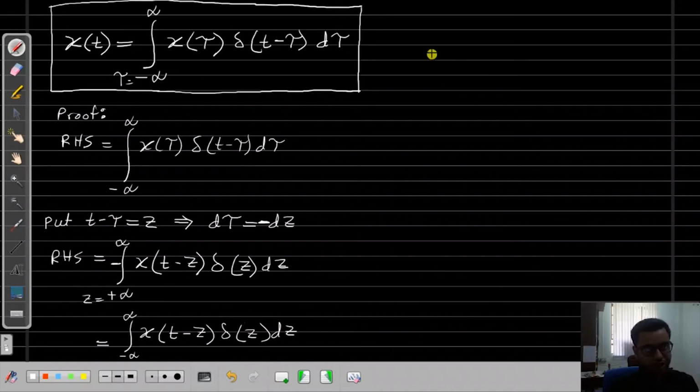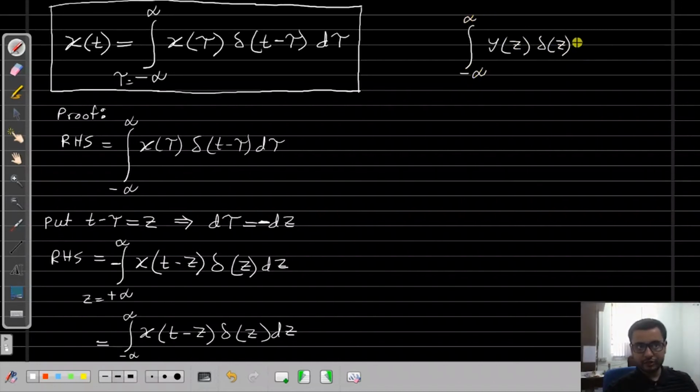And now you recall the formula that we have learned: any function, say y of z, multiplied by delta z and integrated from minus infinity to plus infinity, is the same as y of 0. So basically you put 0 in place of z in the expression of y.